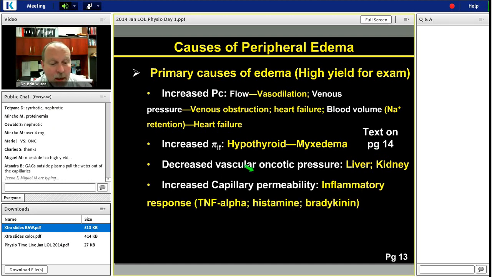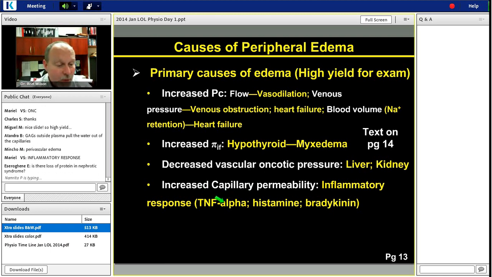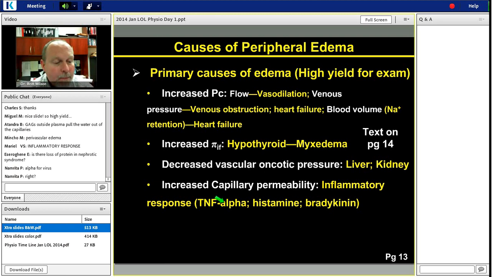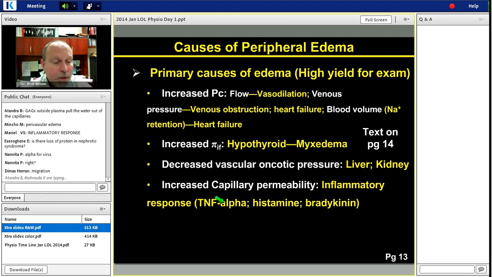All right, the other will be an increase in capillary permeability. Someone mentioned bradykinin, excellent, high yield for step 1. Other one for step 1, histamine. Other one for step 1, TNF alpha. This is tumor necrosis factor alpha. This represents inflammatory type responses in which you will markedly increase capillary permeability. In nephrotic syndrome, yes, you lose proteins in the urine.